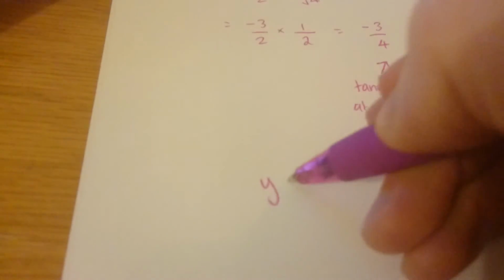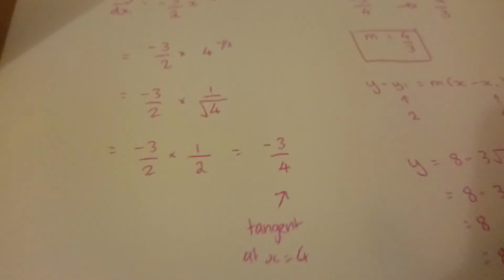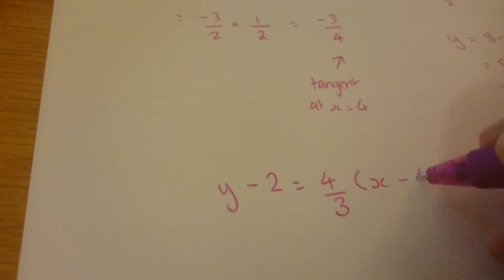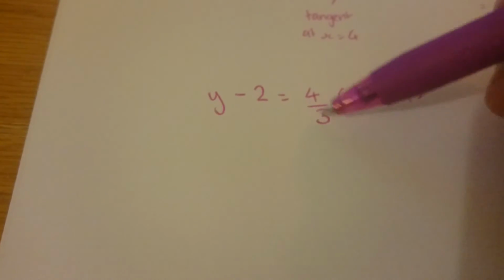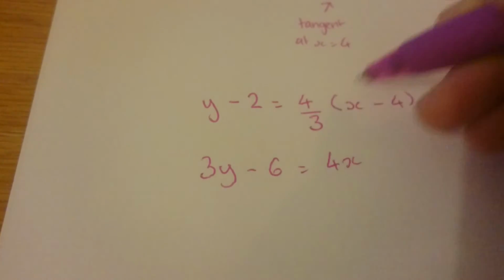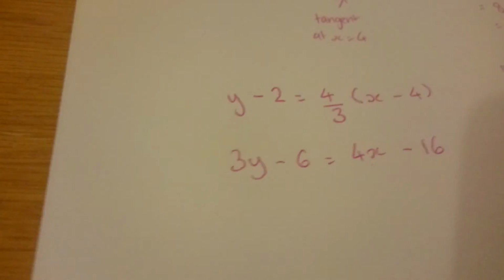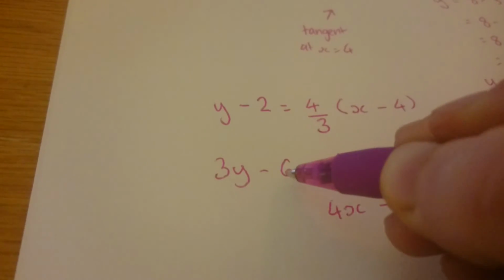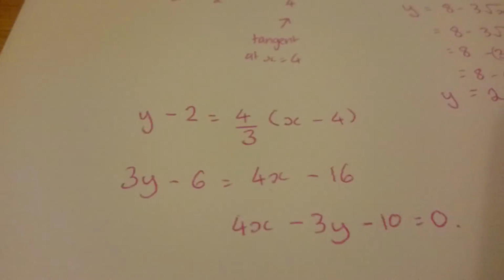So we're going to write that out, running out of space here. y minus 2 equals 4 over 3, which is what we worked out before, 4 over 3 times x minus 4. Then we're going to multiply out the 3 so we can get rid of the fraction. So it'd be 3y minus 6 equals 4x minus 16, I'm just expanding the brackets here. Then we're going to bring everything onto this side to keep the x positive. So it'll be 4x minus 3y, and to get rid of the minus 6, we're going to add it. It'll be minus 10 equals 0. And there we have our answer.